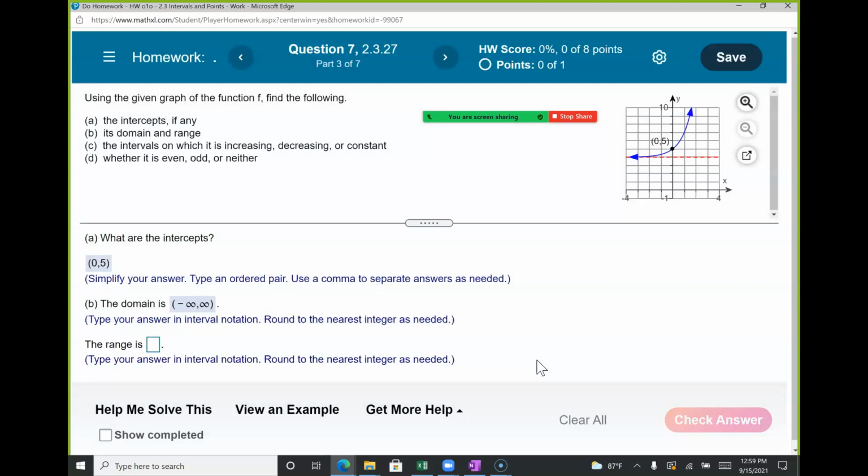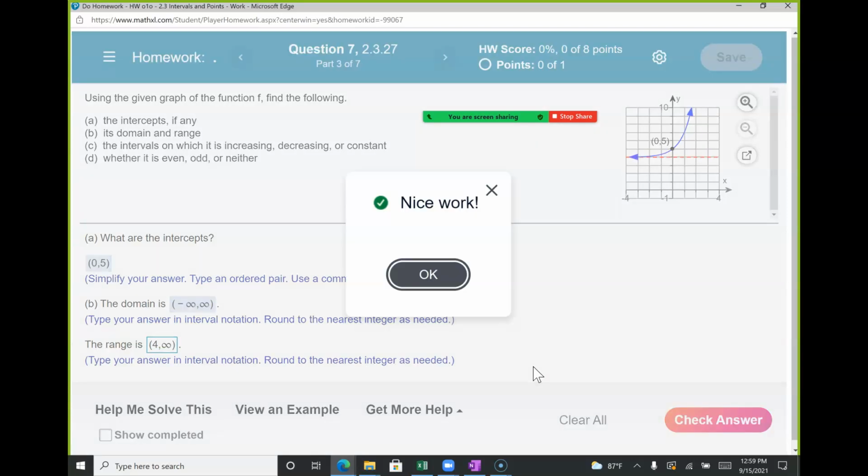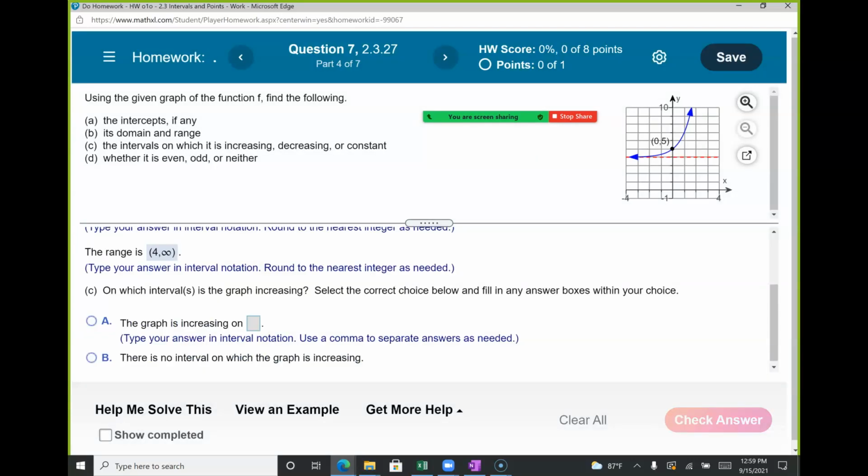So it could have been that you use square brackets, right? So remember the round brackets, I can't get there. Square brackets, I can get there. So it could have been that. Range, we had already said from 4 to infinity. And then where is it increasing? Everywhere, right? So I don't need to keep going here.